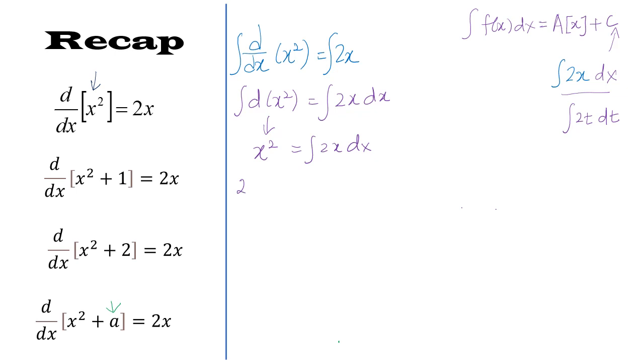I'm going to pull 2 out, because 2 is a constant, and then you can divide by 2 on both sides. You will have half x squared. Alright, so half x squared is the same as half x squared plus 0. Right, so let's look at the second example.